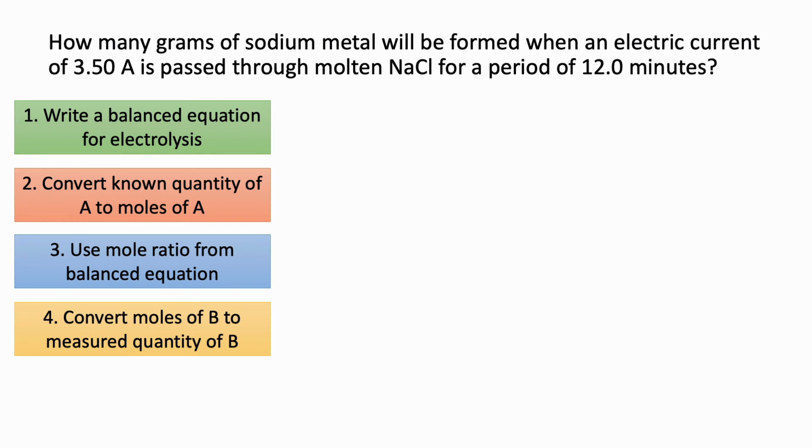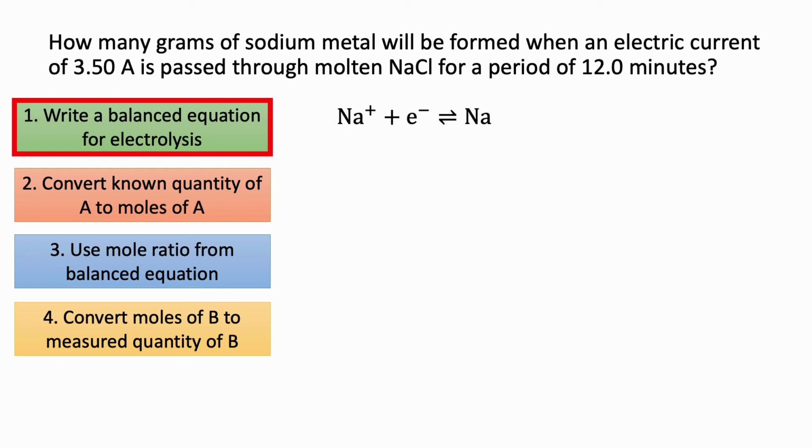The first one asks how many grams of product we'll get, specifically sodium metal, and we're given the amount of current that's passing through our molten sodium chloride and how long we're passing that current through. So the first thing we have to do is write a balanced equation. We're trying to make sodium metal, and we're going to do that by reducing sodium ions to sodium metal.